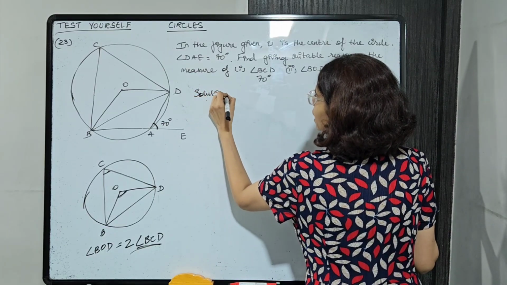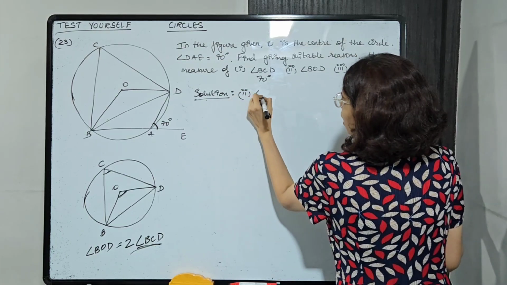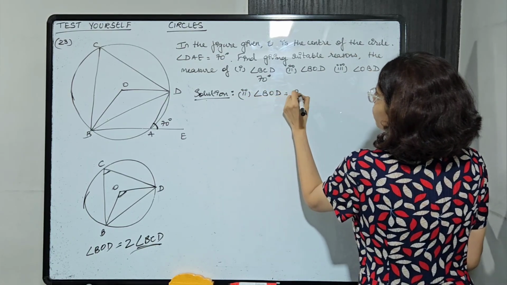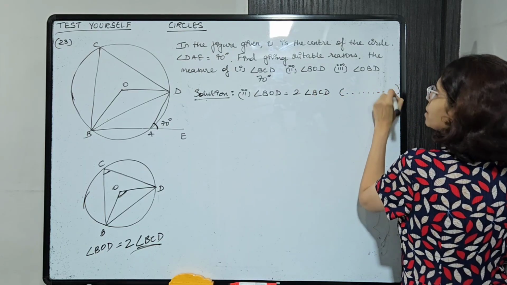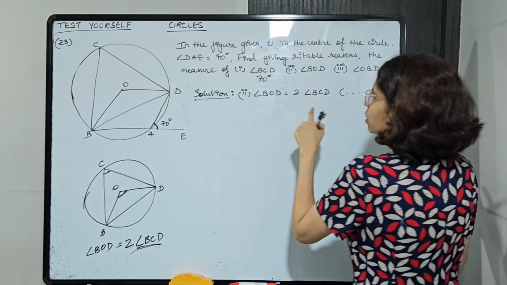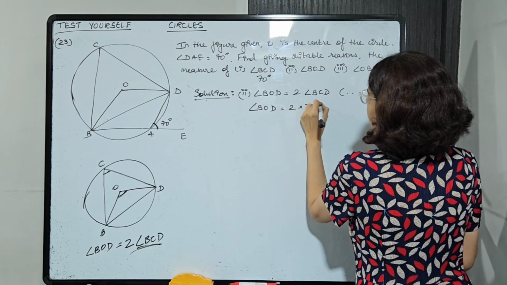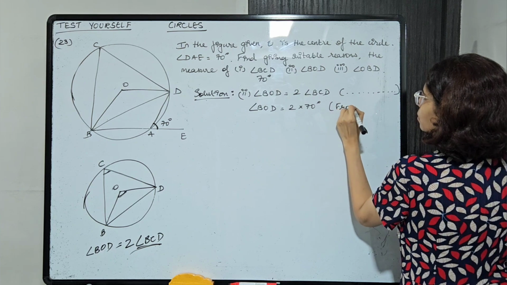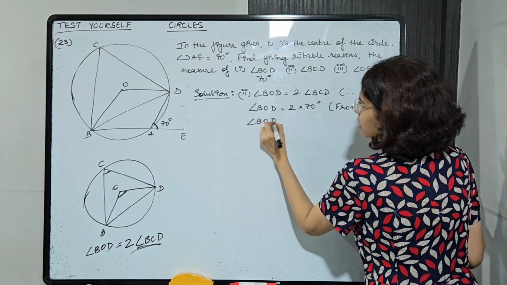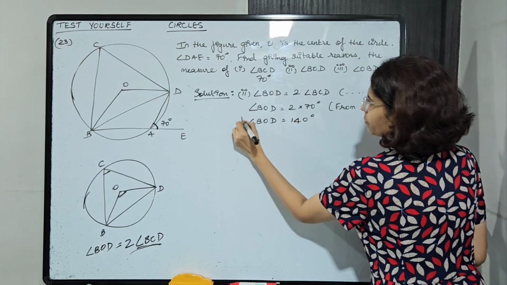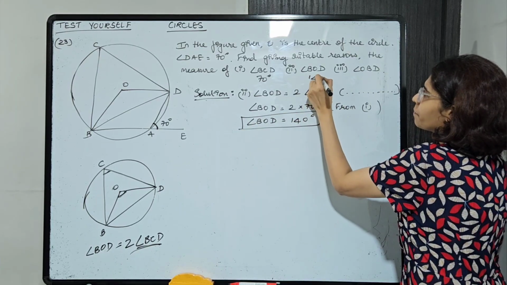Now solving for the second part of the question. Angle BOD is twice angle BCD. Angle subtended at the center is twice the angle subtended on the circumference. Now put the value of angle BCD from 1, Roman 1, right? So angle BOD is 140. बॉक्स द आंसर, सेकेंड पार्ट का भी आंसर मिल गया, ये 140 है.